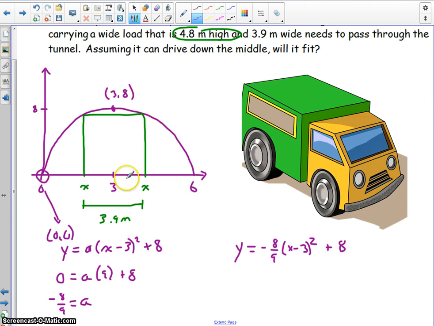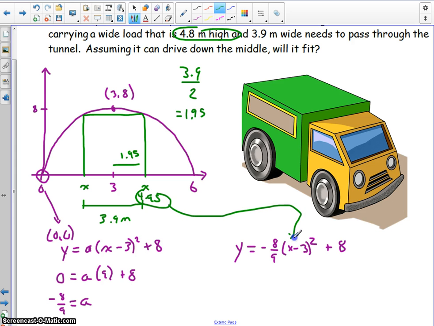Okay, now looking at this truck here, if I centered it, then it's 3.9 meters wide. If I want to find this value right here, well, if I take half the truck, so 3.9 meters divided by 2, that gives me 1.95. So that means that this distance right here is going to be 1.95 meters, which means my x value here, so moving up 1.95 meters from 3, is going to be 4.95 meters. So I'm going to check the height of the tunnel at an x value of 4.95 meters and see if it's actually going to fit my truck or not.